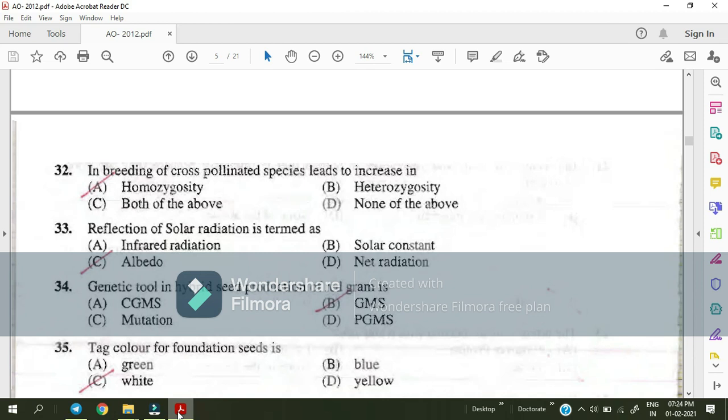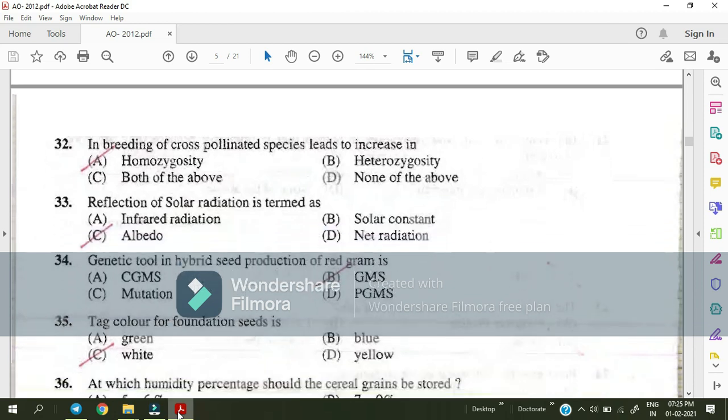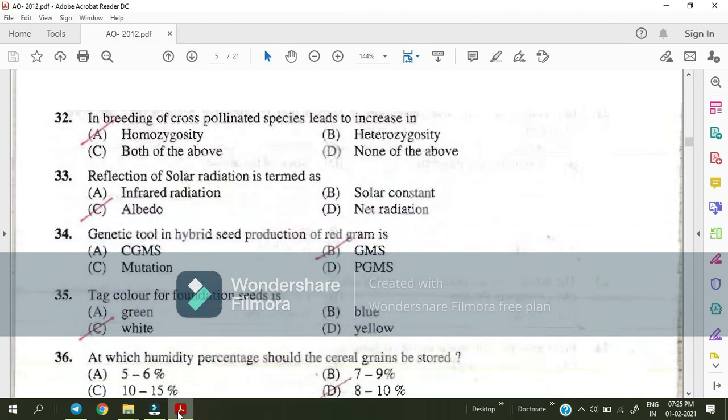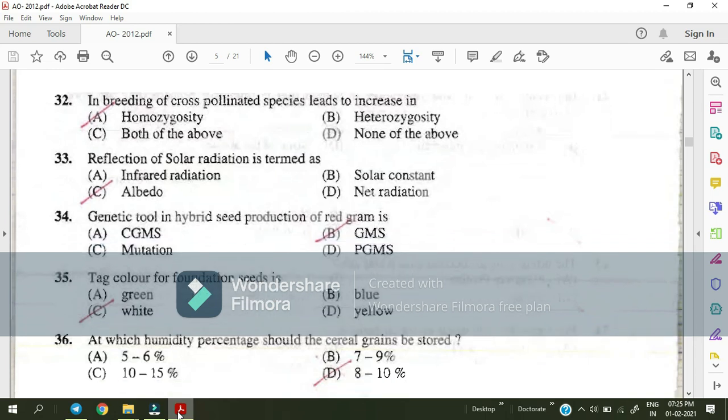CGMS example, if you look at it, is rice. Mutation is sudden heritable changes. The mutation term was coined by Hugo de Vries. 35th question. Tag color of foundation seed is white. So azure blue is for certified seeds, golden yellow for breeder seed.